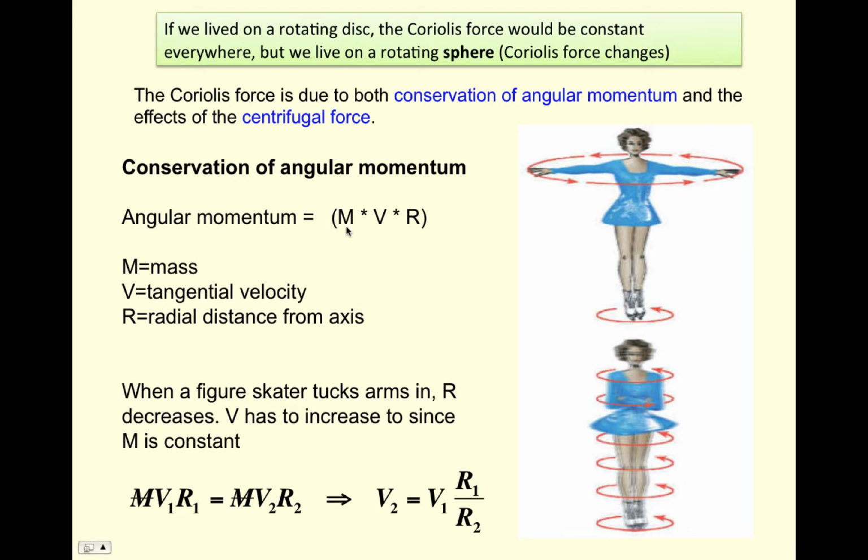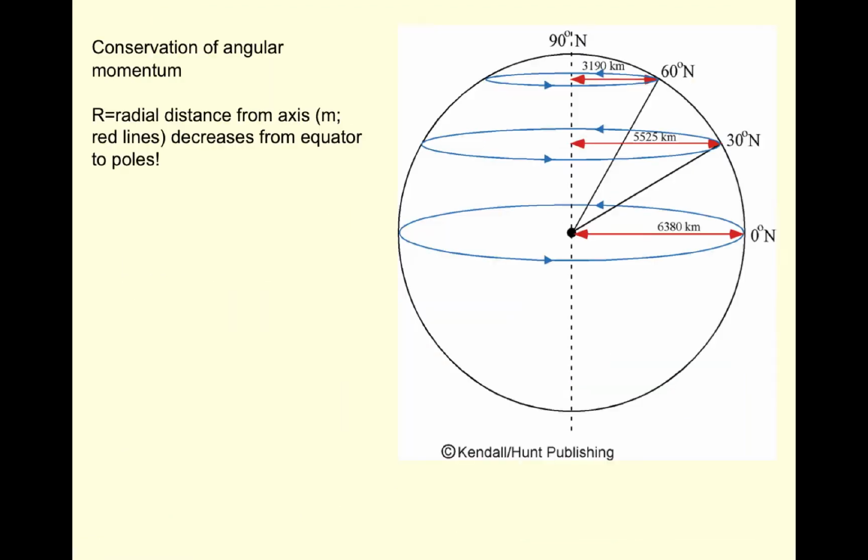the product of mass times tangential velocity, which for this figure skater is the velocity of her fingertips as she's spinning around, and the radial distance from the axis, as measured from her axis of rotation out to her fingertips. When a figure skater tucks her arms in, the radius decreases. In order to conserve angular momentum, this means that her velocity, her tangential velocity, must increase accordingly to conserve that angular momentum. On the Earth, it works in a similar way.